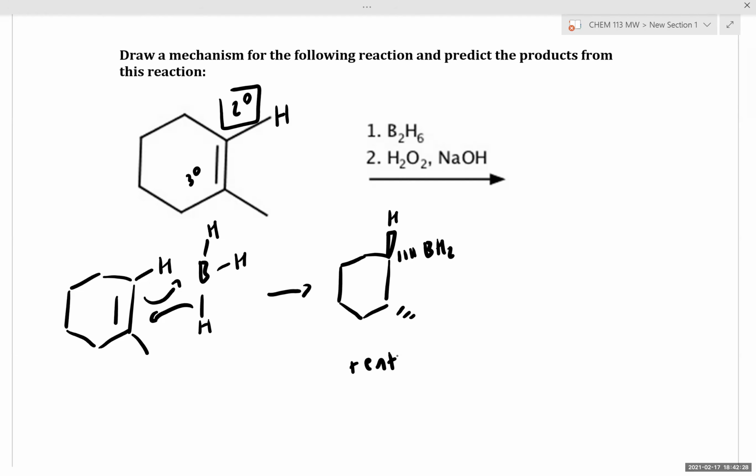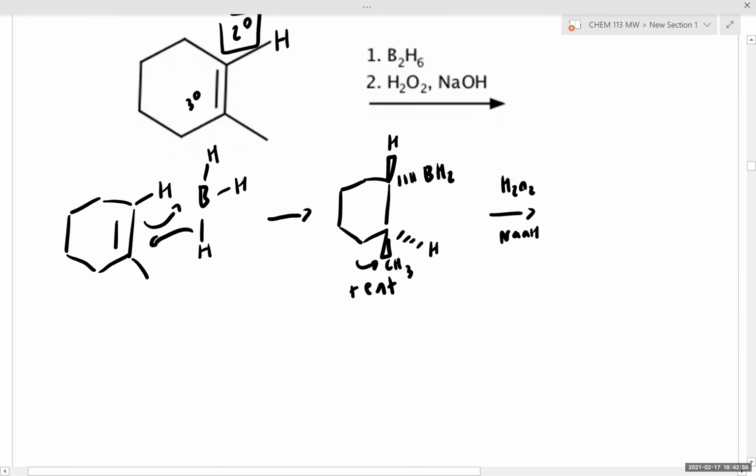And the response I see in the chat submitted as an image looks great as well. So we've installed our boron and our hydrogen, syn, on the same face and on the bottom face. As a consequence of this, the methyl group ends up on the top face. Finally, for our second step, when we treat with hydrogen peroxide and sodium hydroxide, we end up installing our alcohol.